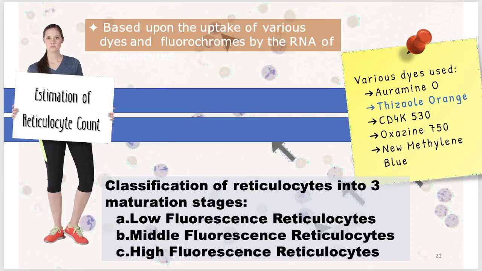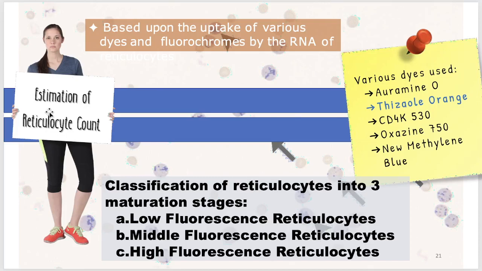Again, one important property or usefulness of your fluorescence is for the estimation of your reticulocyte count. It's actually based upon the various dyes and fluorochromes by your RNA. So this is now the estimation of your reticulocyte count. So these are the various dyes that we use. We have your auramine. I know you are familiar with this in your histopathology. So Doc, ano palang purpose ng reticulocyte count?